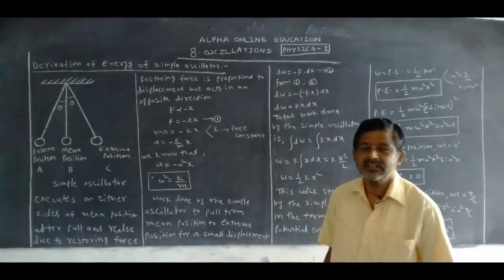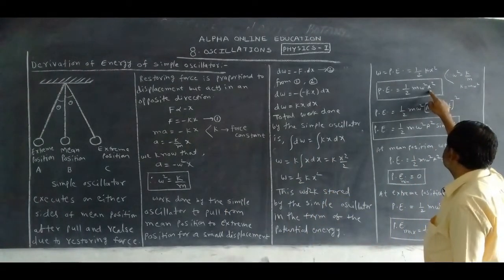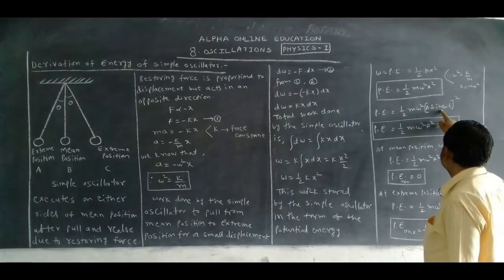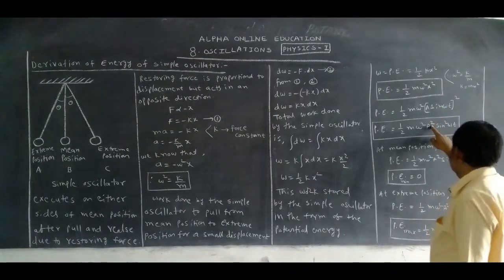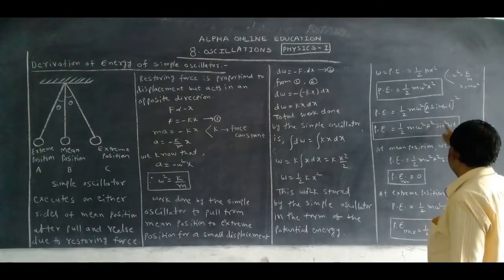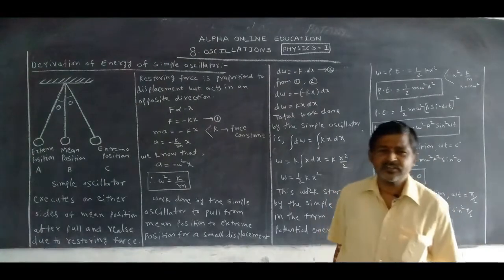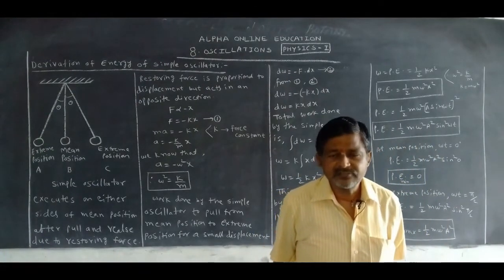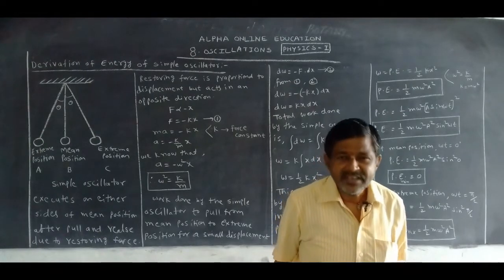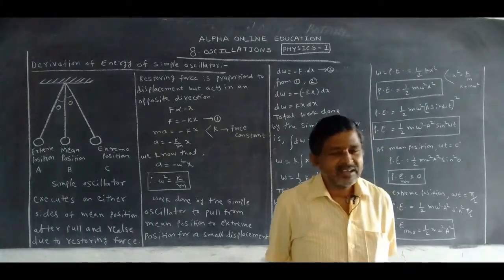We know the displacement of the simple oscillator. What is the displacement of the simple oscillator? A sin omega t, squared. So A becomes A square, sin omega t becomes sin square omega t. So what is the other expression for the potential energy of the simple oscillator? Half m omega square A square sin square omega t.